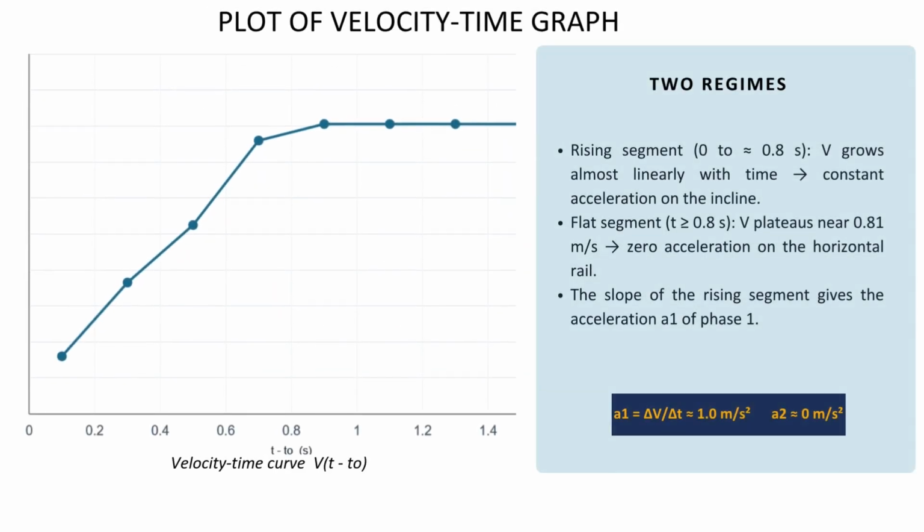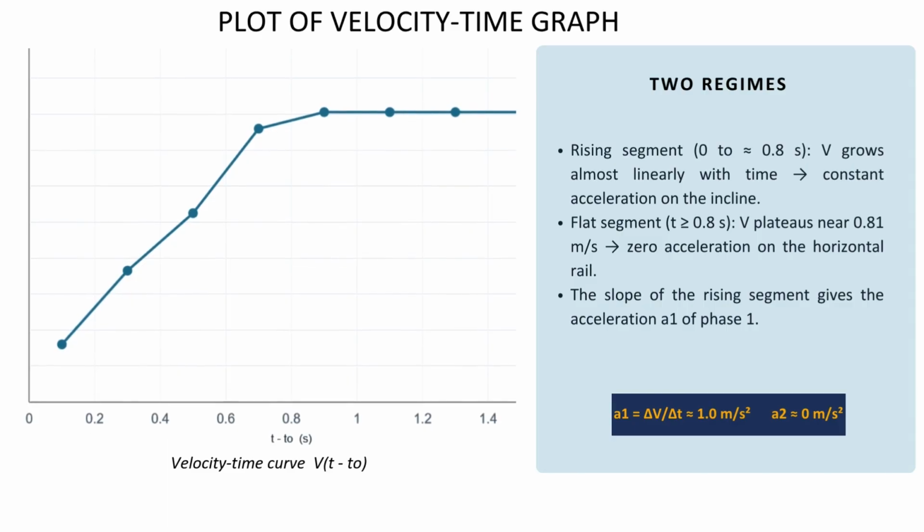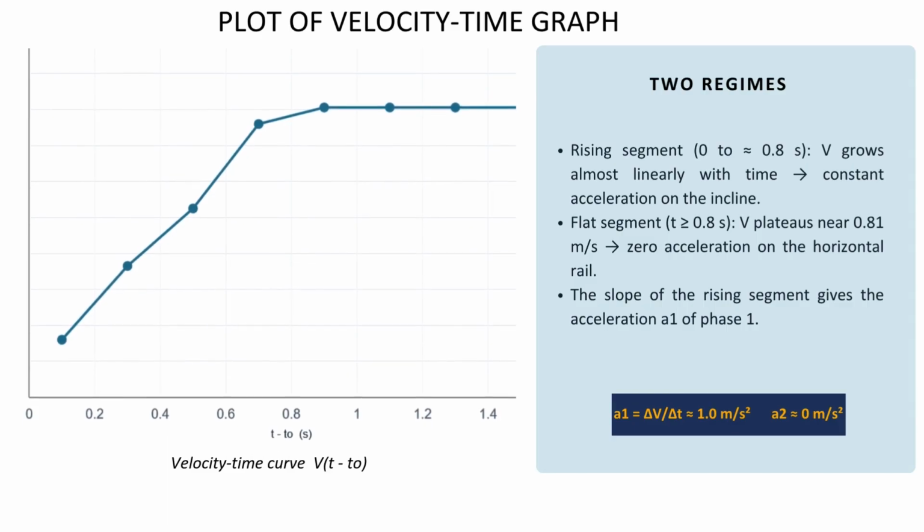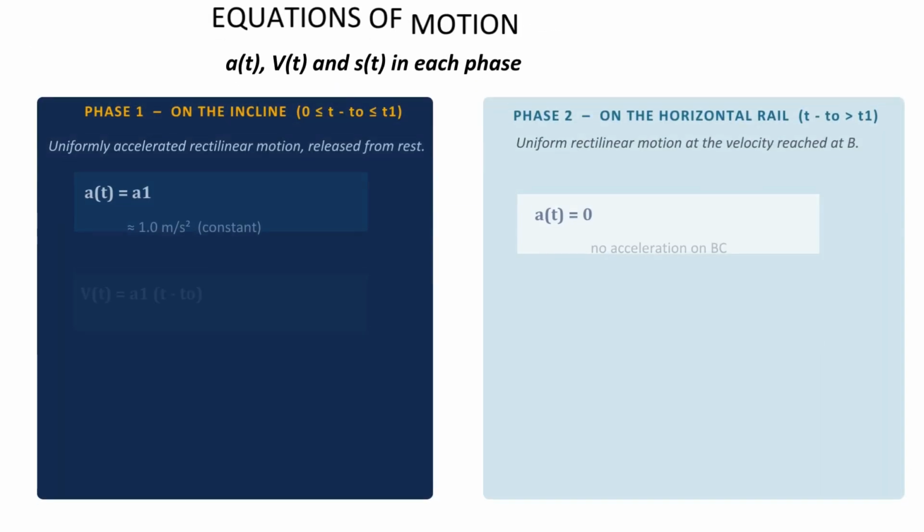The velocity-time graph illustrates this transition beautifully. We observe a linear ramp with a constant acceleration of approximately 1 meter per second squared, followed by a flat horizontal plateau indicating zero acceleration.